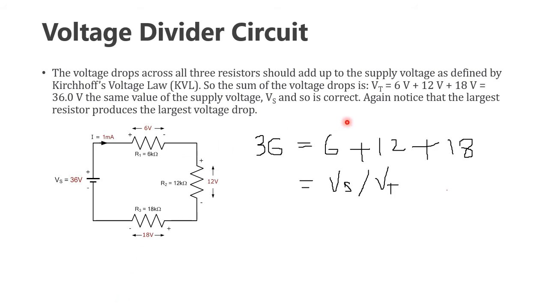Here the key point you have to notice is that the largest resistor produces the largest voltage drop. Comparatively, R3 has the largest resistance value. Here R3 is 18 kilo ohm. So R3 has the highest voltage drop comparatively. Here the voltage drop is 18 volts. So this is the key point we have to note down from this circuit.